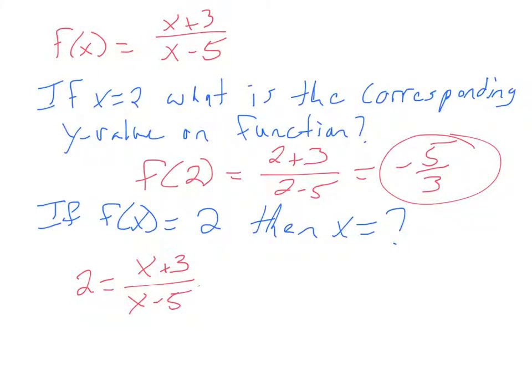For this first one, if I want to find the corresponding y value when x is 2, I plug 2 in for x here, to get what is essentially f of 2. Or not essentially, it is. That gives us negative 5/3 after we reduce. So negative 5/3 is the corresponding y value when x equals 2. Now, for solving f of x equals 2, we plug 2 in for f of x to obtain the equation 2 equals (x plus 3) over (x minus 5). Then we can solve this equation to answer what x is equal to.